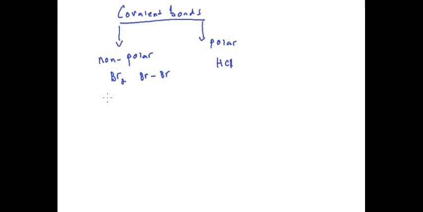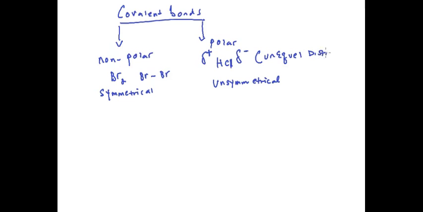Here, the distribution of electrons is very symmetrical, versus the distribution of electrons in hydrochloric acid, which is unsymmetrical. I'll tell you what that means. Unsymmetrical means that more electrons are pulled towards the chlorine side, where I put a partially negative charge, and there are fewer electrons on the hydrogen side, where I put a partially positive charge. You can see here an equal distribution of electrons. That's where symmetrical and unsymmetrical come from, whereas here there is an equal distribution of electrons.